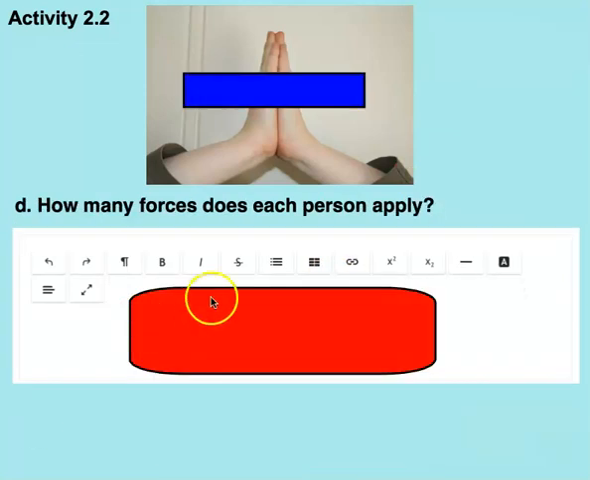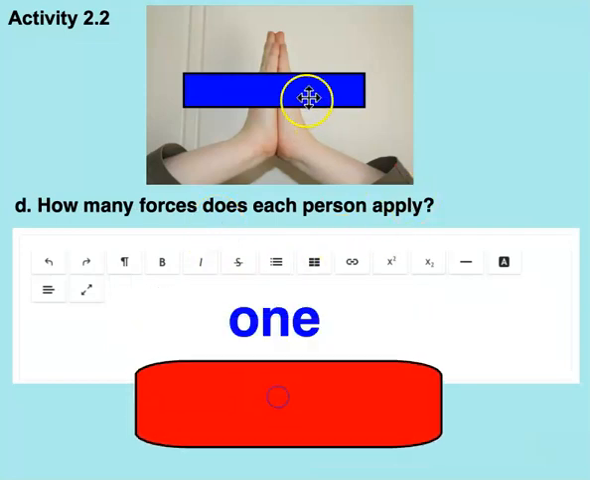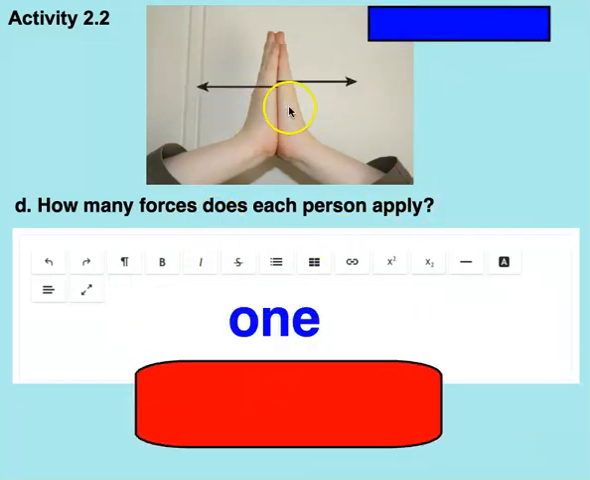How about this scenario? What do you think? How many forces does each person apply? One. So this hand is pushing in this direction on this hand, and this hand is pushing back. Or if you were to grab each other's hands and you're pulling, it would be the same way. You only apply the one force.